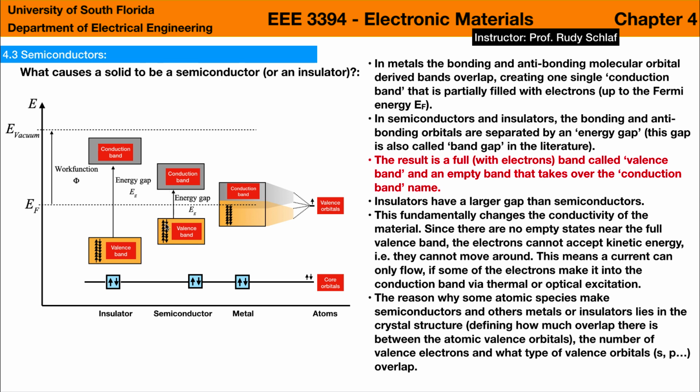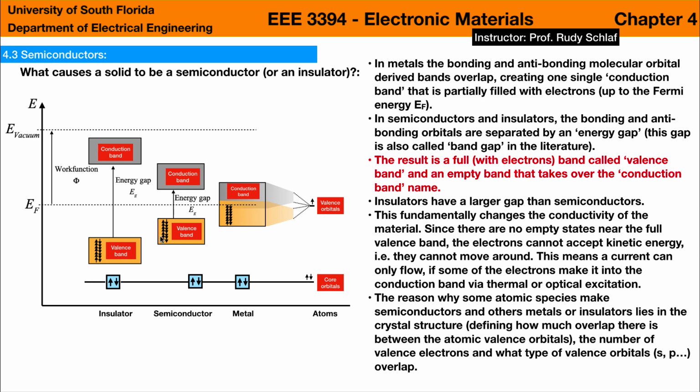Now, since there is this energy gap, they cannot accept the energy, and that means that these materials, semiconductors and insulators, are intrinsically pretty non-conductive. They have a very high resistivity that depends essentially on the size of this gap. So there is a gradual transition between semiconductors and insulators that depends on the energy gap. The larger the gap, the less conductive the material becomes.